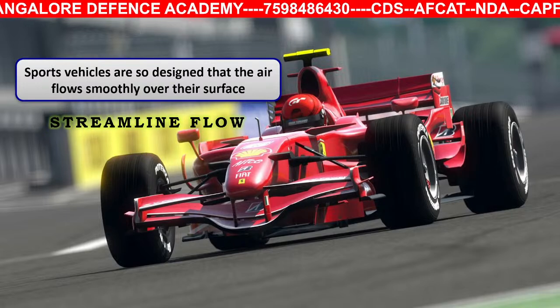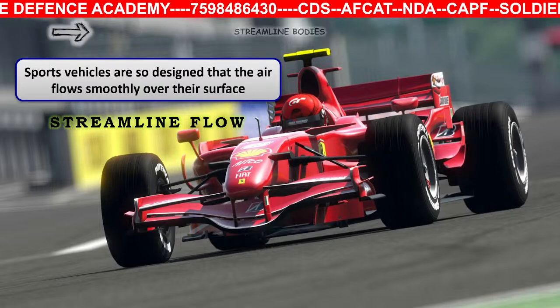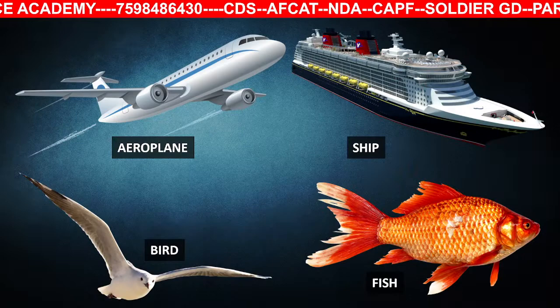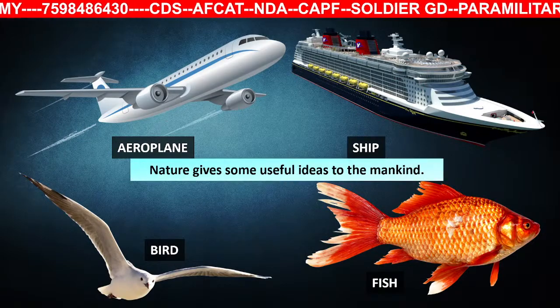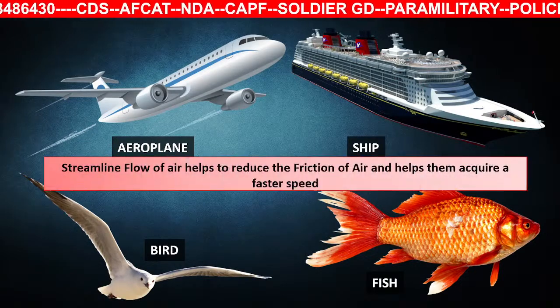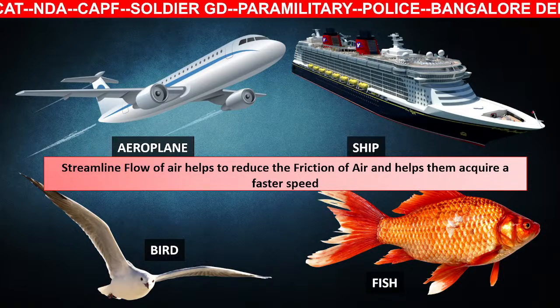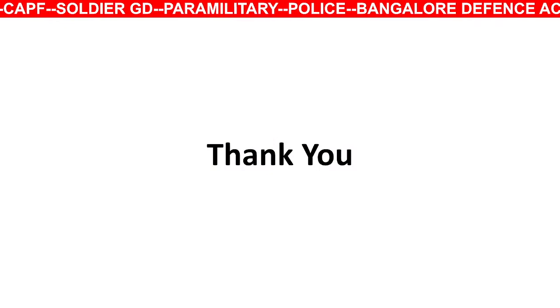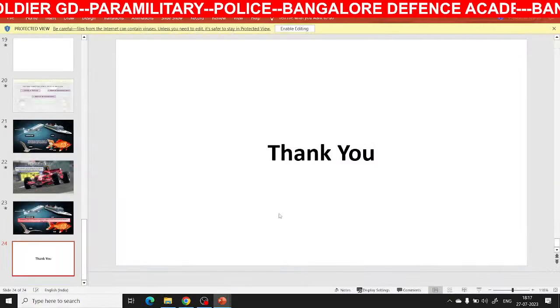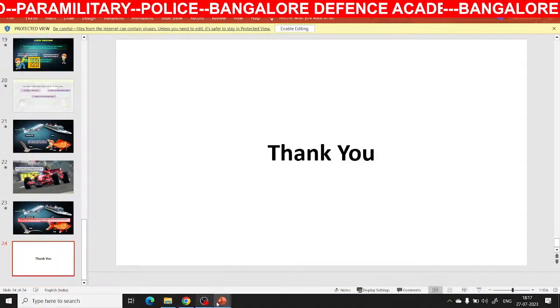The sports vehicles are designed so that the air flows smoothly over their surface. This is called streamlined bodies. Nature gives us some useful ideas for mankind. Streamlined flow of air helps to reduce the friction of air and helps them to acquire a faster speed. Do you all understand? Yes. So do you all understand the topic of friction here?